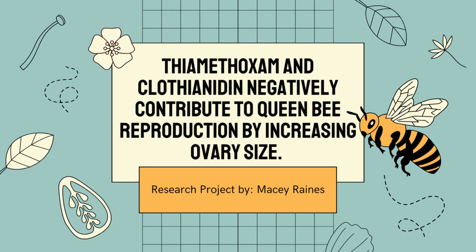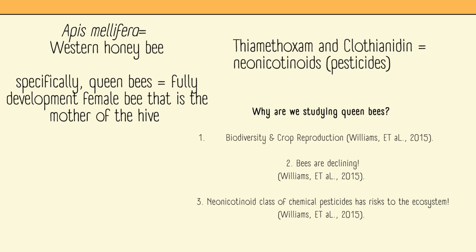The title of my project is Thiamethoxam and Clothianidin negatively contribute to queen bee reproduction by increasing ovary size. So let's start off with a couple definitions. Apis mellifera is a western honeybee. Thiamethoxam and Clothianidin are neonicotinoids, so these are different pesticides. And specifically, we're going to be looking at a queen bee, so that means a honeybee that is fully developed. That's a female, and she's the mother of the hive.